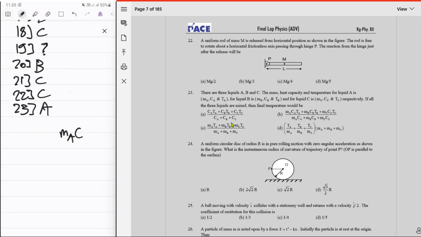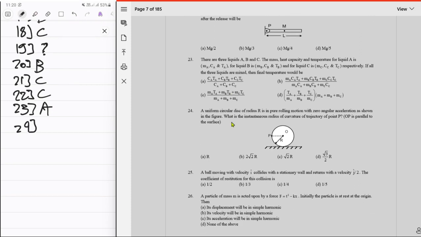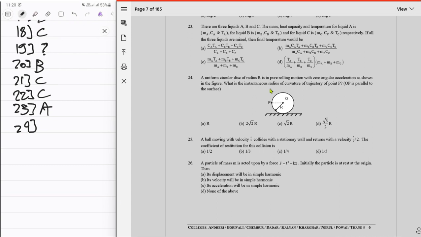Next question. I thought specific heat capacity here, but then whatever. 24. A uniform circular disk of radius r is in pure rolling motion with zero angular acceleration as shown in the figure. What is the instantaneous radius of curvature of trajectory at point P? So point P, okay, pure rolling motion with zero angular acceleration. Understood. What is the radius of curvature of trajectory of point P?